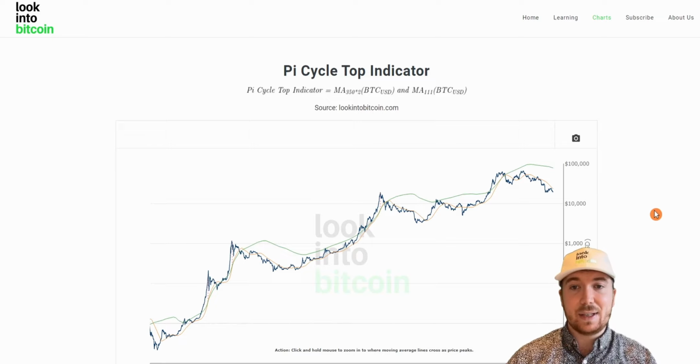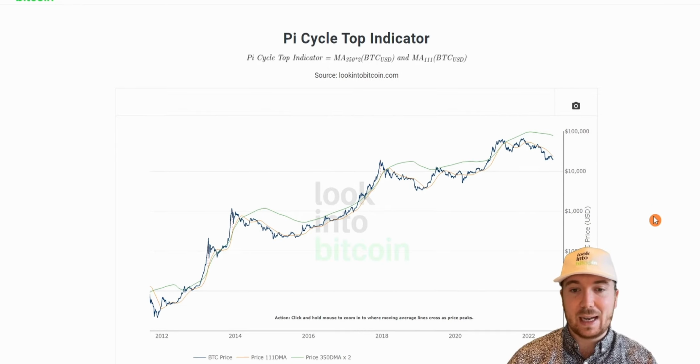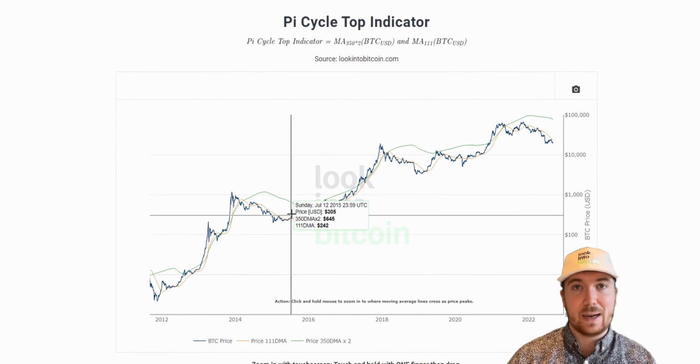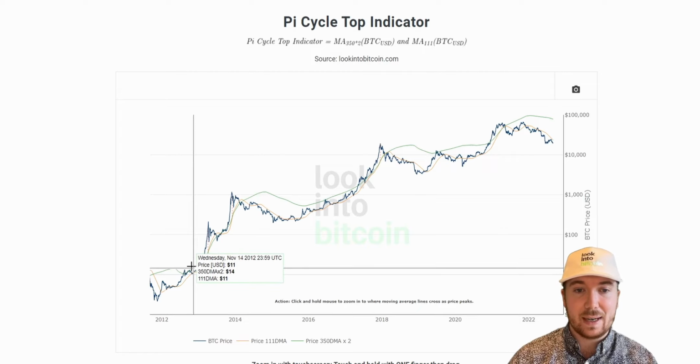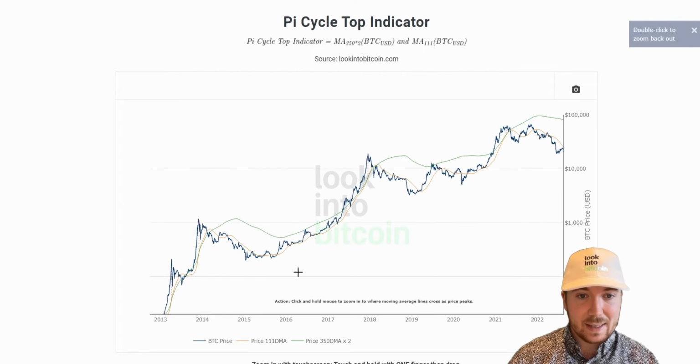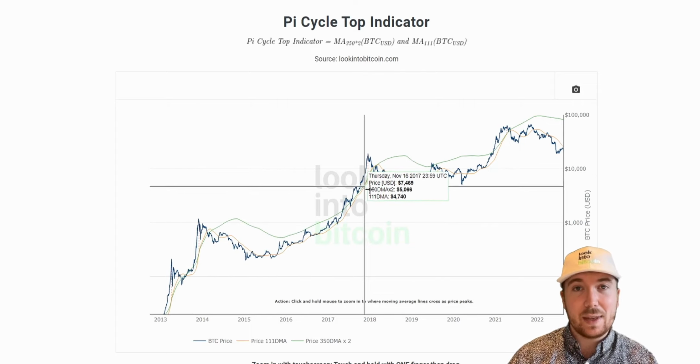And then it is again using a 111-day moving average. And it's just waiting until these moving averages cross over. And historically, once these two lines cross, it indicates a price peak. So if we look at the previous few cycles here, we can see that once these actually cross, on each occasion it has marked, within just a few days, the actual price peak for Bitcoin.